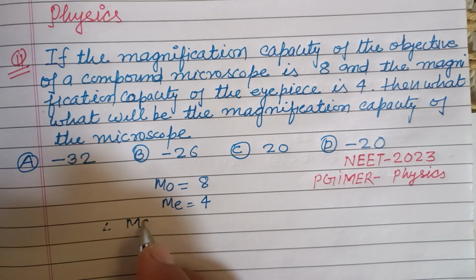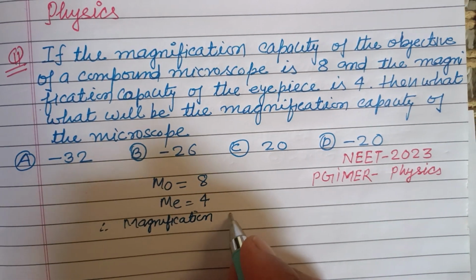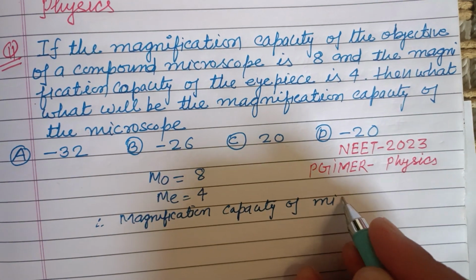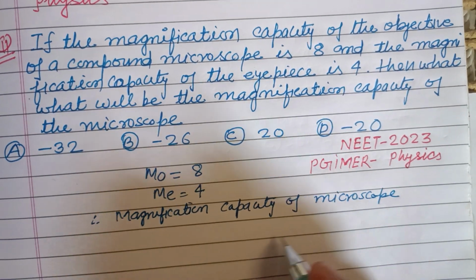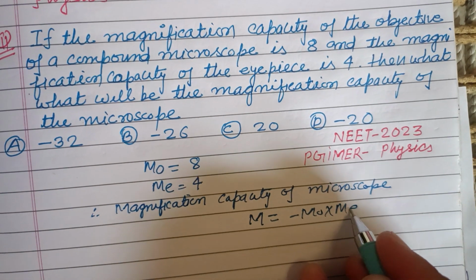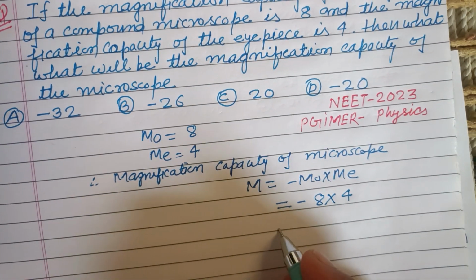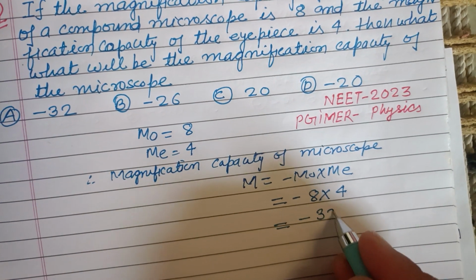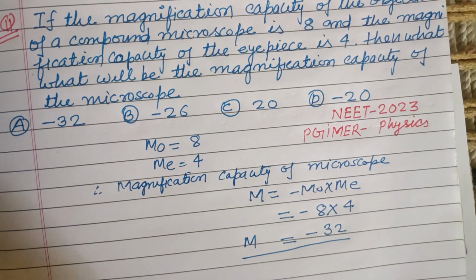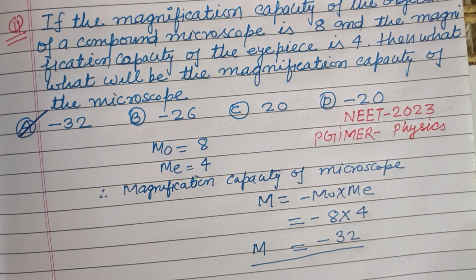So the magnification capacity of the microscope, M, equals minus MO into ME. Minus MO is given to us as 8, ME is given to us as 4, so 8 times 4 is 32, so M is minus 32 centimeter. So A is the correct answer of this question.